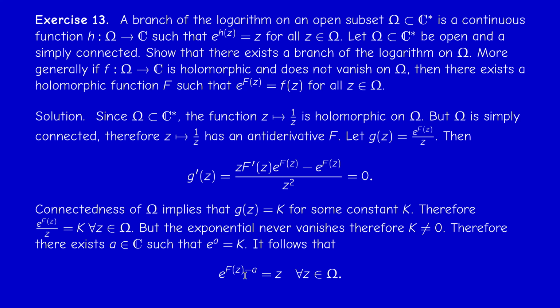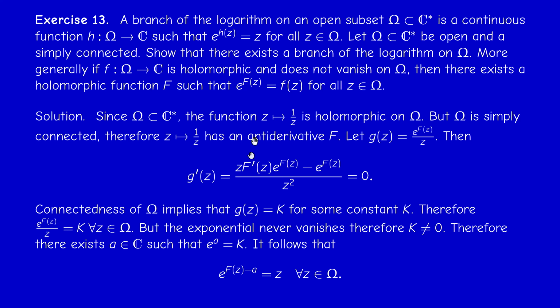So otherwise stated, what is the branch of the logarithm here? It's actually an antiderivative of 1 over z, but there is a constant to adjust things. Because when I say one antiderivative, I'm not specifying; there are infinitely many antiderivatives that differ by a constant. And what happens if you take z equal 1, for example? Suppose 1 is in the domain, then we should get F of 1 minus a equals 0. So F of 1 equals 0. Right?